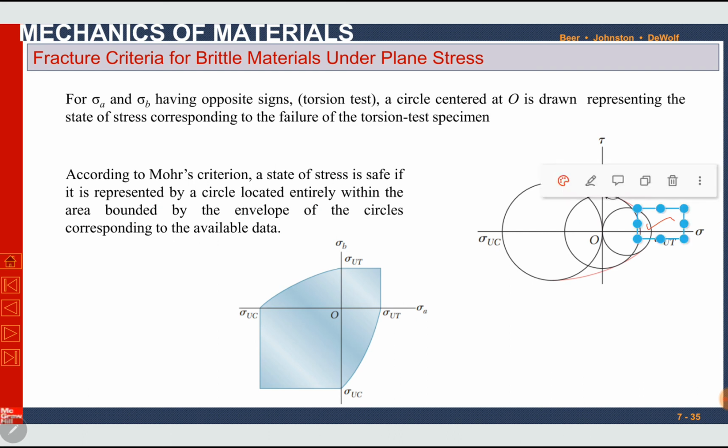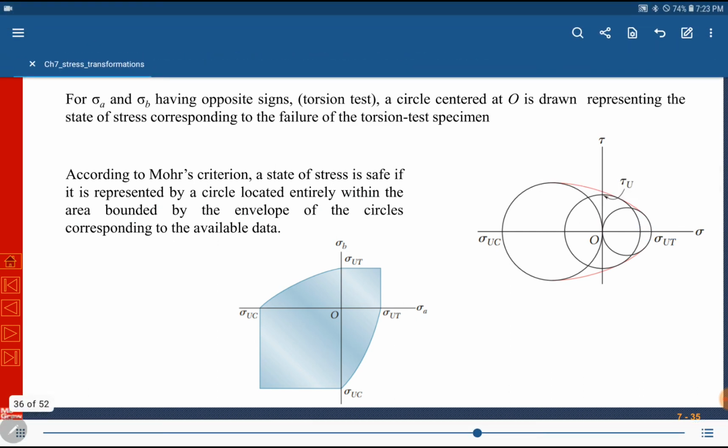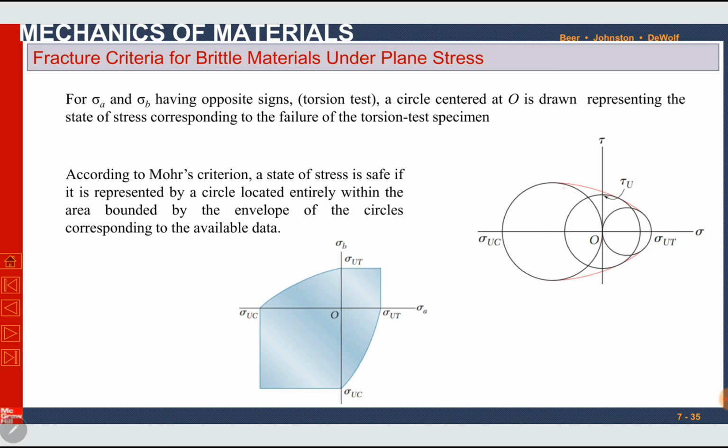Now we can draw curves tangent to all three circles. This curve is tangent to all three circles. Anything within this envelope, any Mohr circle within this envelope, is safe. Anything outside, any principal stress or any Mohr circle, for example here, has failed. For example here, it has failed. They are outside the envelope.